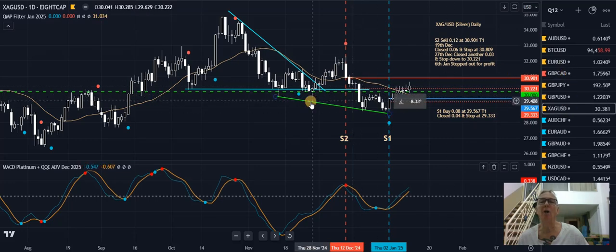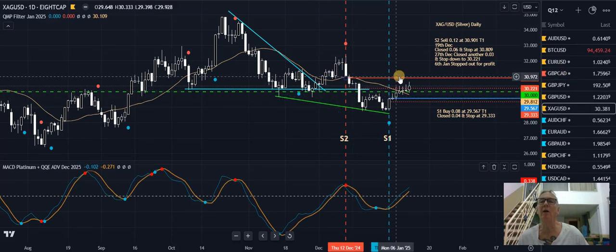Oh, it's highlighted. Hang on. Oh, yeah, I've stopped out of my sell trade. So, S2 was a sell, and on the 6th of Jan, stopped out for profit.